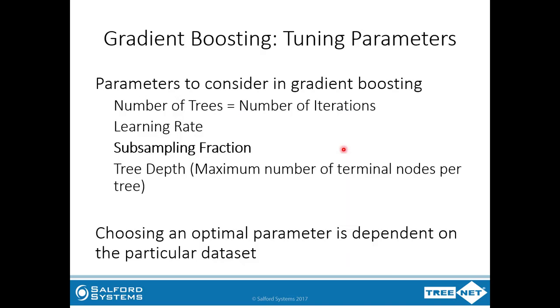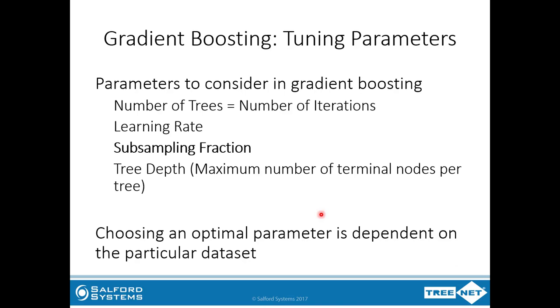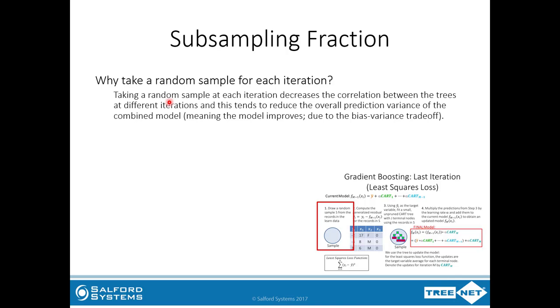Okay, so the next tuning parameter is the subsampling fraction. And so remember that in the first iteration, in the first step of the gradient boosting algorithm, we draw a random sample from the records in the learn data. And so the question is, well, why even take a random sample in the first place? Well, taking a random sample at each iteration decreases the correlation between the trees at different iterations, and this tends to reduce the overall prediction variance of the combined model.